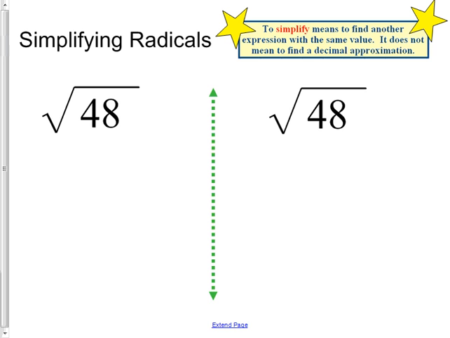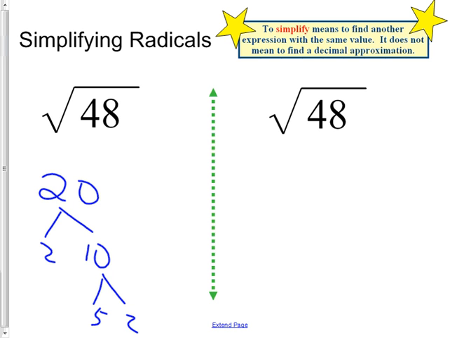All right, square root of 48. You got to be able to break that up into parts. It's just like if I had the number 20, I could take and break 20 into 2 times 10, or I could have gone with 5 times 4, either way. And then I could keep breaking it down. 10 breaks down into 5 times 2. But there's 2 2s and a 5 when I got it all broken down.